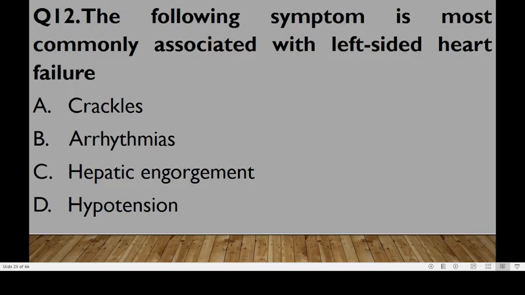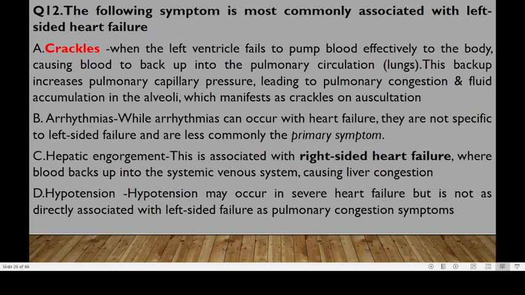Which symptom is most commonly associated with left-sided heart failure? When the left ventricle fails to pump blood effectively to the body, this normally causes blood to back up into the lungs. This backup increases pulmonary capillary pressure, leading to pulmonary congestion and fluid accumulation in the alveoli, and that's why there's a manifestation of crackles on auscultation.